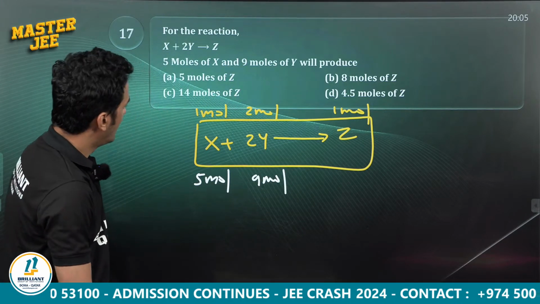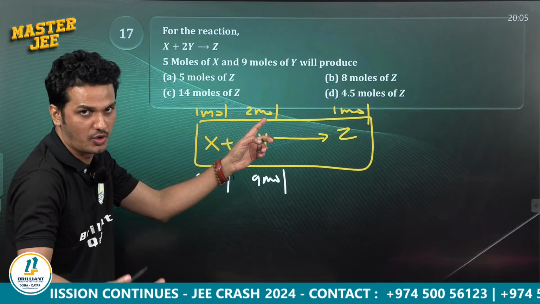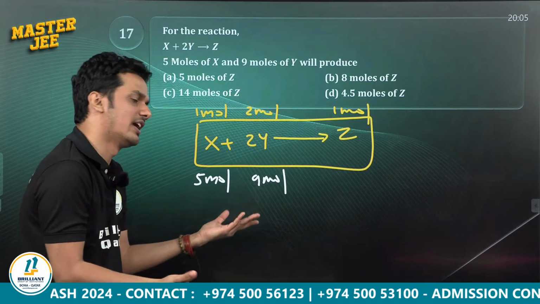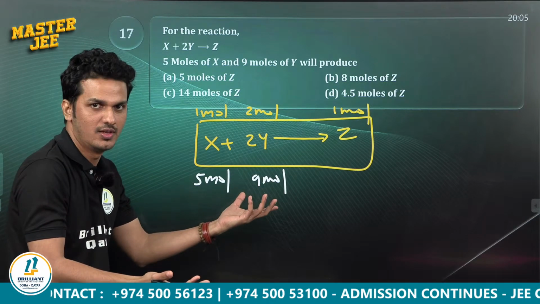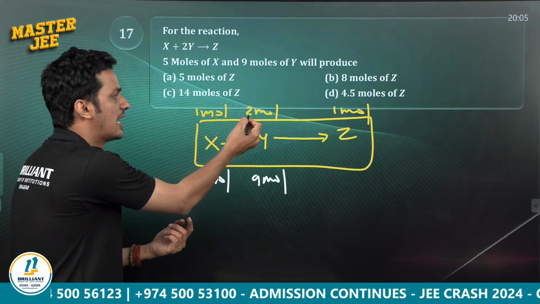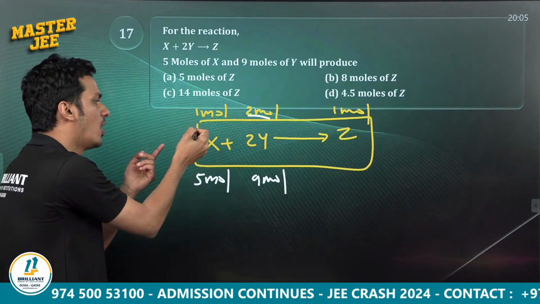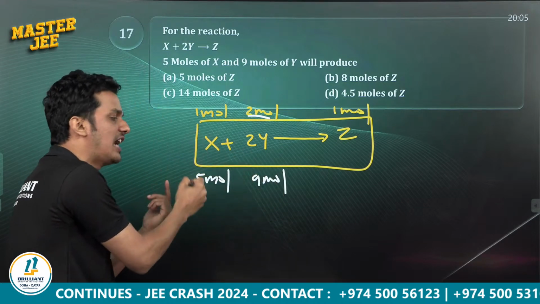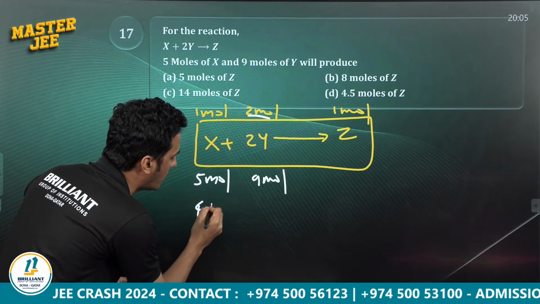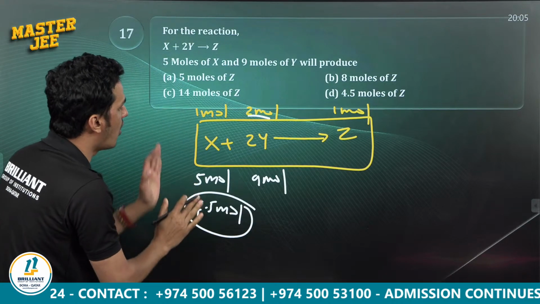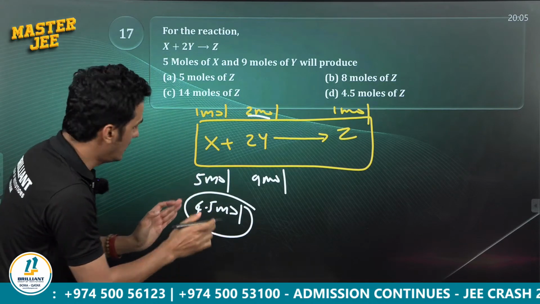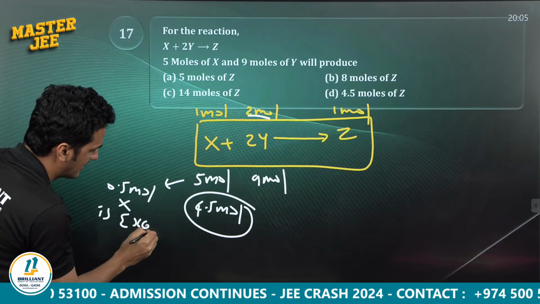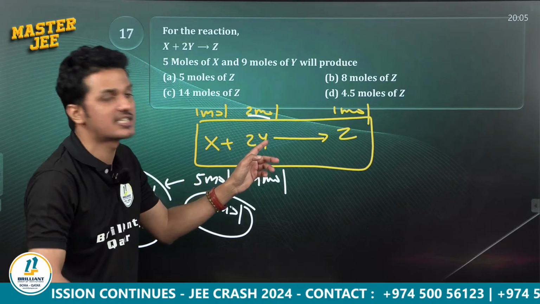Now what will happen? If I am taking 1 mole from here, 2 mole from here I require. So if I am taking 5 mole X, here I need 10 mole. But only 9 mole I have. It is not enough. Then what will I do? I will do the reverse. If I am taking 2 mole Y, then 1 mole X I need. 9 mole means it's half only I require. 9's half is 4.5 mole. That means 4.5 mole of X only is required. Am I correct? That means 0.5 mole X is excess. So X is the excess reagent, Y is the limiting reagent.